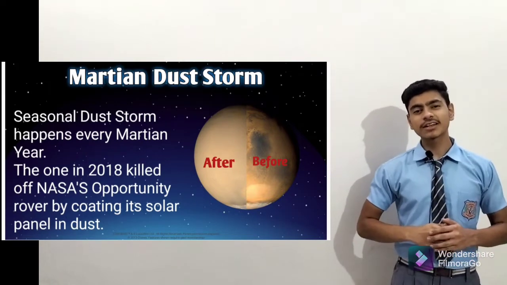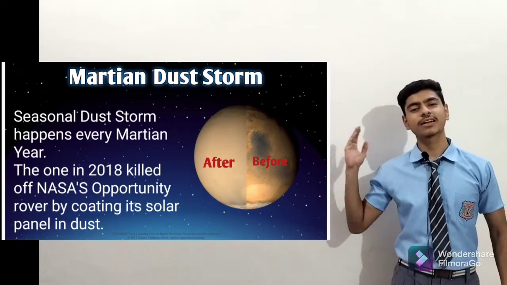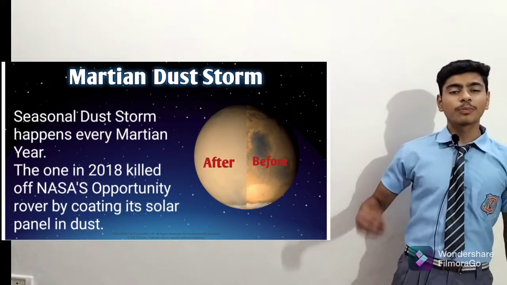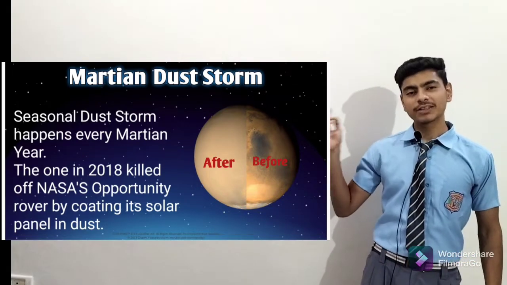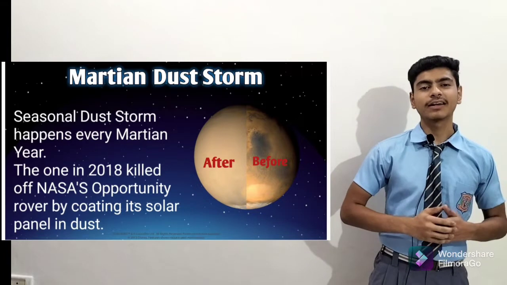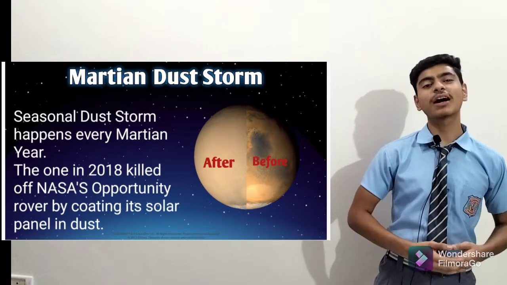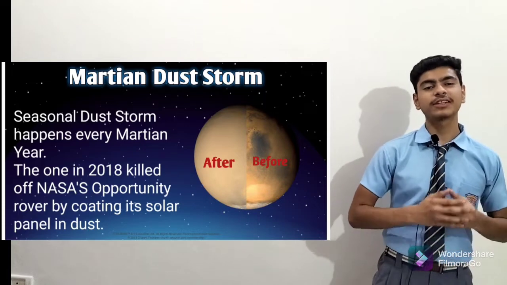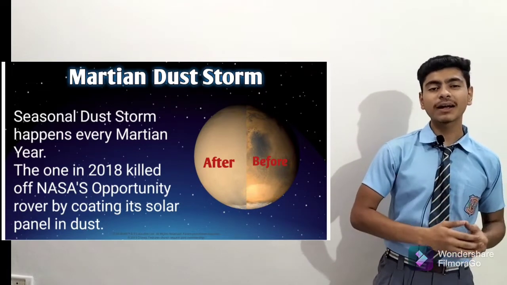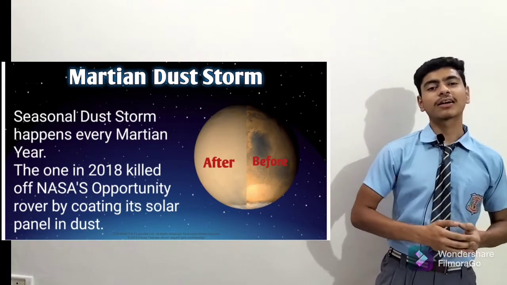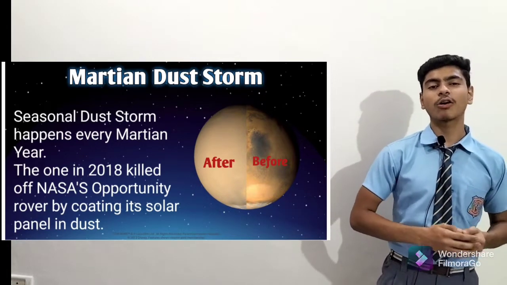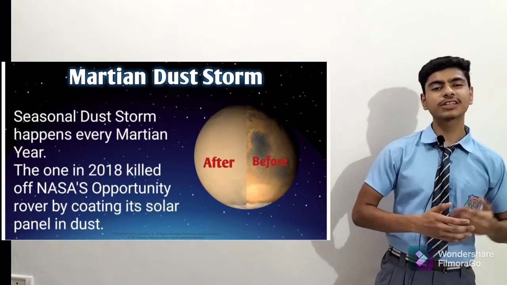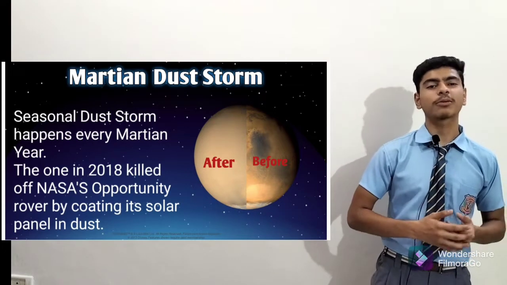It is a seasonal dust storm which comes every Martian year on Mars. It is not like the dust storm which happens on Earth. It is totally different. It is dust which covers the whole planet. So the rovers which are exploring Mars face a very big problem. The solar panels on their bodies get covered by a thick layer of dust, so they can't get sufficient energy from the sunlight and can't work properly.